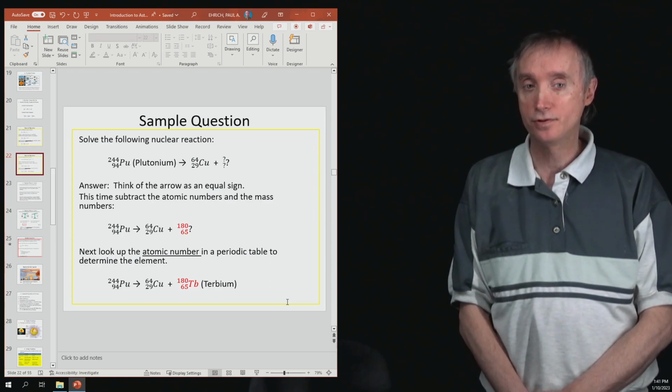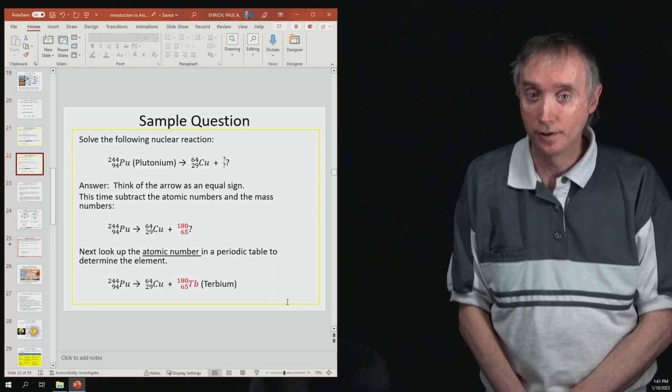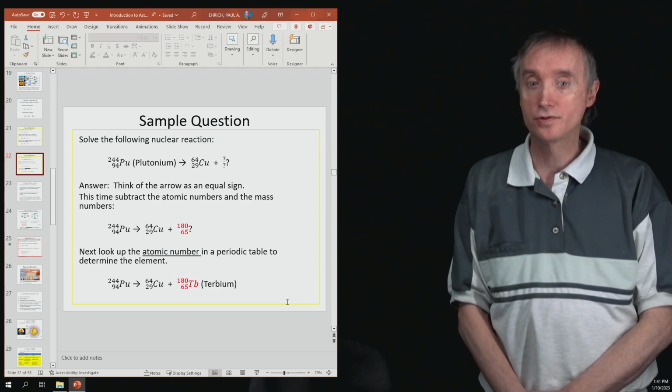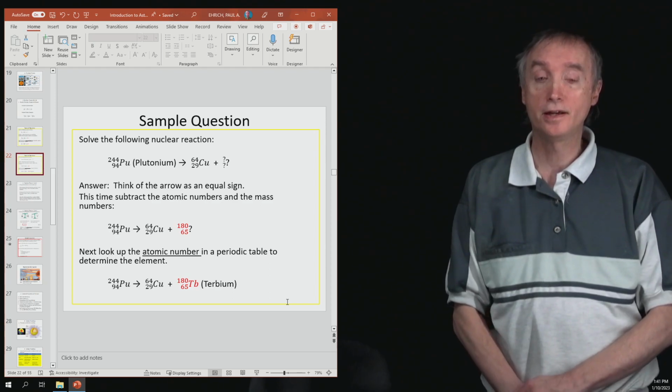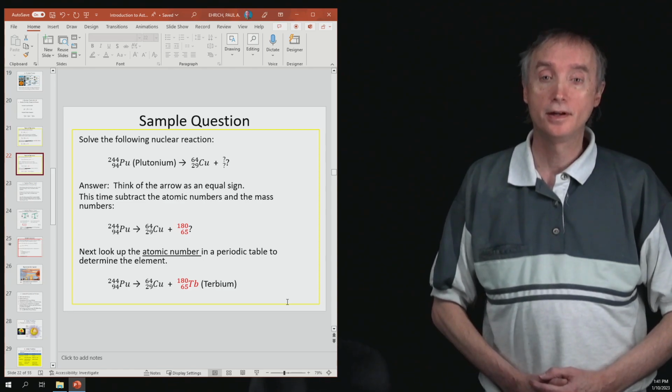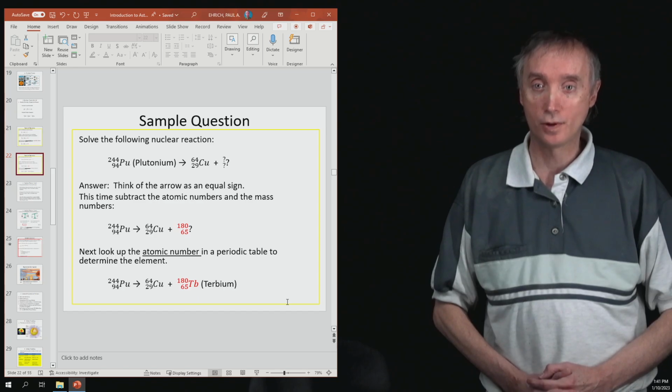Okay, so now we've got those two numbers. Which one do we look up on our periodic table? That's going to be the 65, and that turns out to be Tb, which is terbium. On the exam, I would give you the periodic table, but you've got to know how to read it in order to be able to solve these kinds of equations.